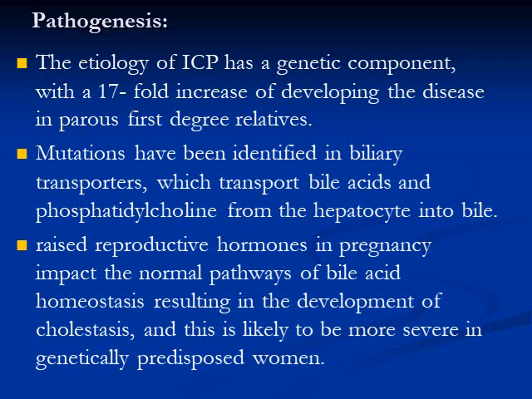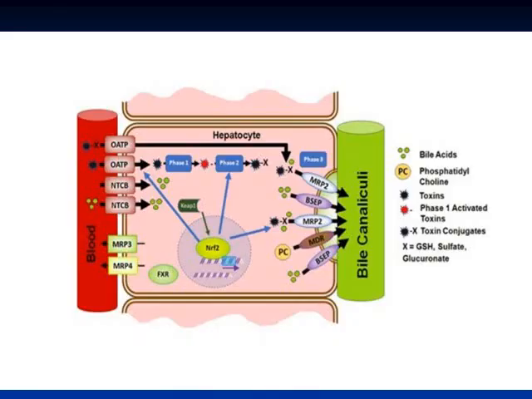Raised reproductive hormones in pregnancy impact the normal pathway of bile acid homeostasis, resulting in the development of cholestasis. And this is likely to be more severe in genetically predisposed women. فبالإضافة إلى أنه إحنا ذي الجينيتيك بريدسبوزيشن يعرض هذه الفيميل أنه يصير عندها كوليستيسيس أيضا the reproductive hormones اللي هم الأستروجين and progesterone will affect the bile homeostasis و will cause cholestasis. طبعا because of the effect of the super saturation of bile فيصير thick and hard to be transported.